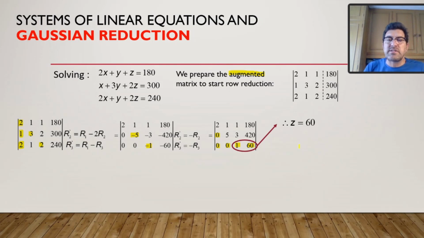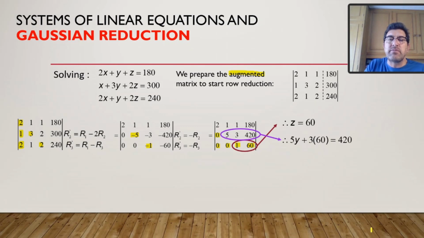I've got my first solution there. My first solution says that z is equal to 60 from the bottom line. So I've reached a point where I can do what we call back substitution in the Gaussian reduction. I back substitute it and then I solve the variables.